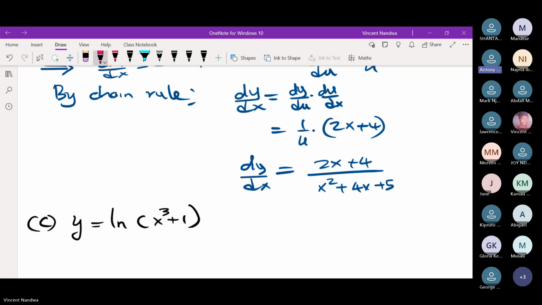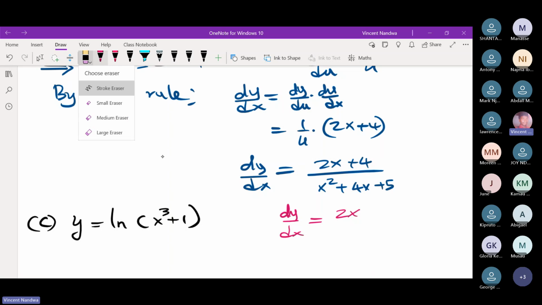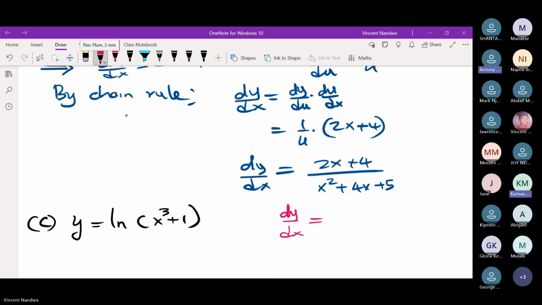Two over x squared plus 1. What then? dy dx equals? Yes, 2x over x squared plus 1. I think you have copied the wrong function. Any different answer? 3x squared over x cubed plus 1. 3x squared over x cubed plus 1, correct.